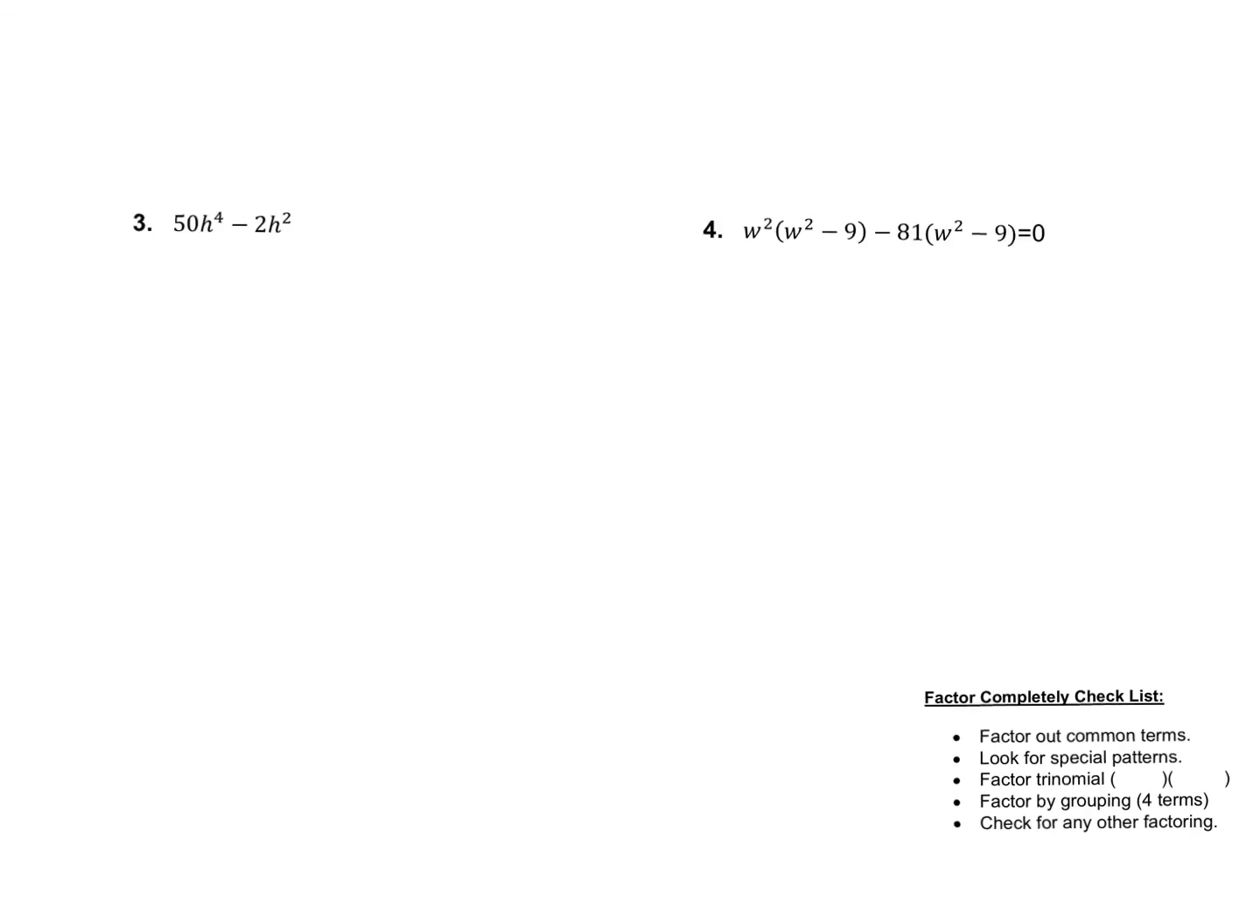All right, question number 3. I have 50h to the 4th minus 2h squared. So let's start by factoring out any common terms. It looks like I can factor out a 2 and an h squared. So I'm going to start there by taking 2h squared out. Then I'm going to have 25h squared, and then minus, negative 2h squared divided by positive 2h squared is just negative 1.